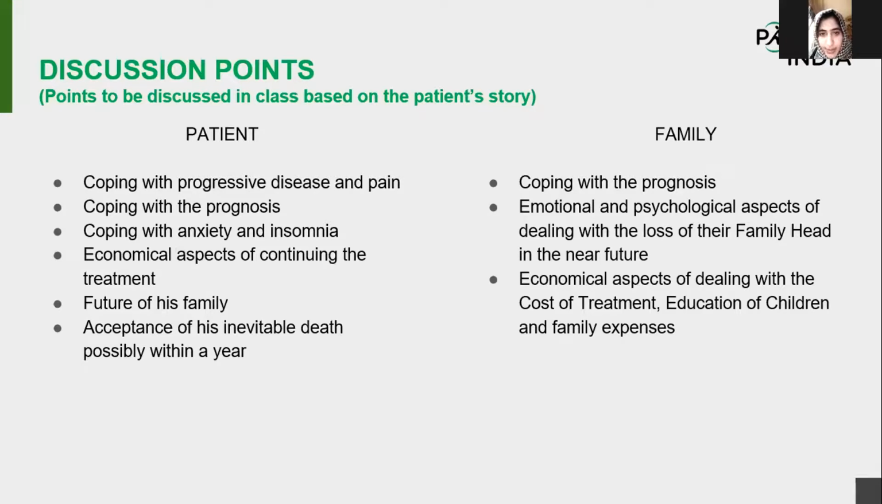The discussion points. Concerning the patient: coping with the progressive disease and pain, coping with the prognosis, coping with anxiety and insomnia, economical aspects of continuing the treatment, future of his family, acceptance of his inevitable death, possibly within a year. The concerns that his family has are coping with the prognosis, emotional and psychological aspects of dealing with the loss of their family head in the near future, economical aspects of dealing with the cost of the treatment, education of the children and family expenses.